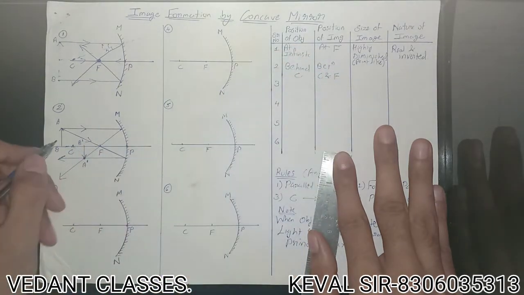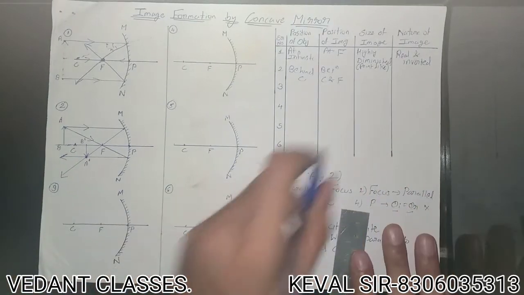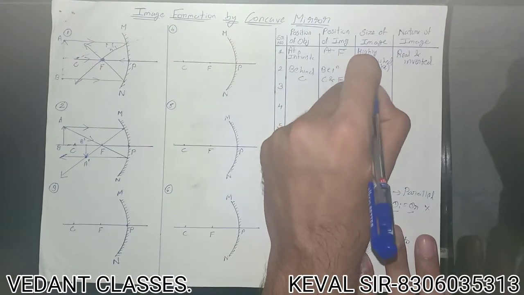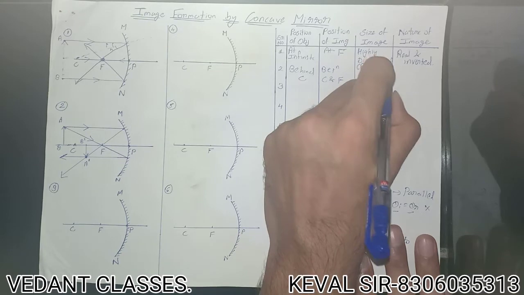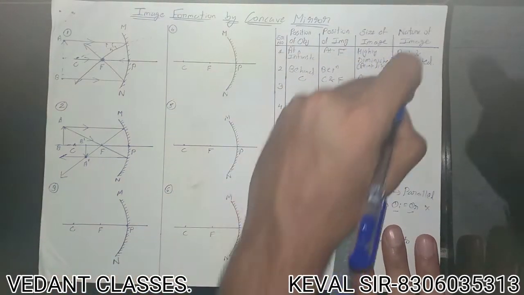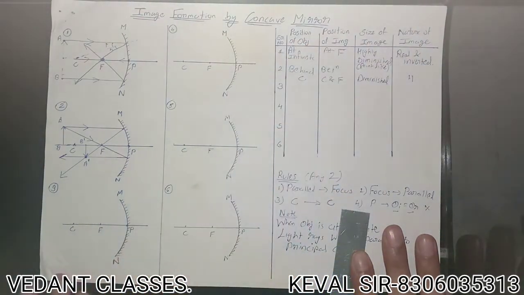You are getting a certain height, but it is not as long as the object, so you can write it as diminished. Here we are getting a diminished image, and the nature will be real and inverted in this case. Now let's see the third case.